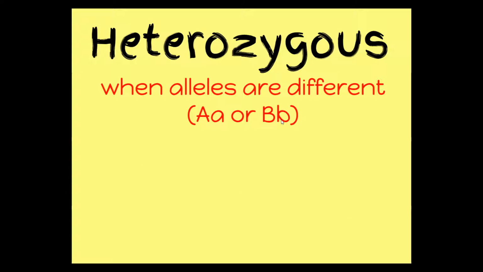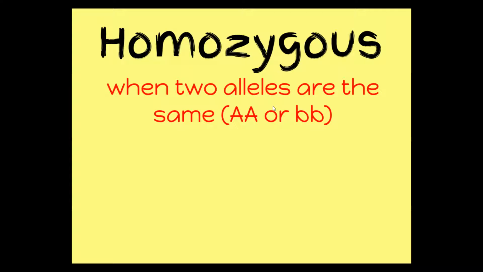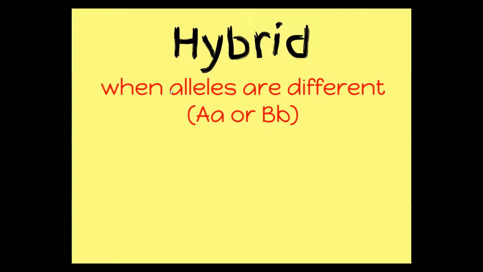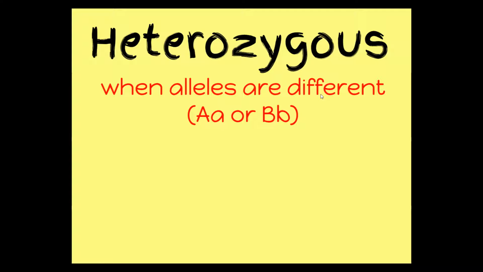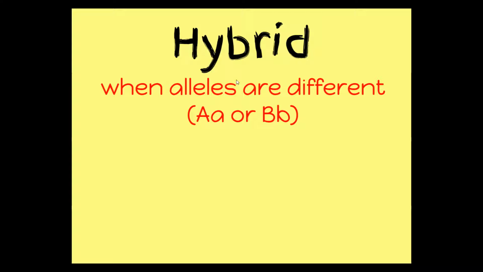So hetero, look at, it says when alleles are different. And I gave you examples. When alleles are different. This word hybrid, what's the definition say? When alleles are different. It's the same as heterozygous, hybrid. Now, if you think about a hybrid, y'all can think of a hybrid car. What is a hybrid car? What does it do? How does it get its energy? Gas and electricity. So a hybrid is gas and electricity.